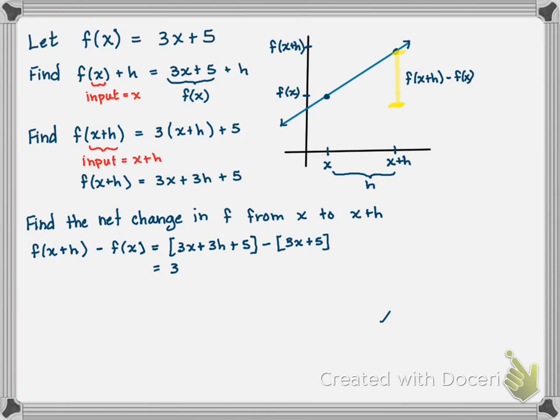And so I'm going to distribute a negative here. Oops. It would help if I actually distributed the negative. So 3x minus 3x is 0. And 5 minus 5 is 0. So we just end up with 3h.